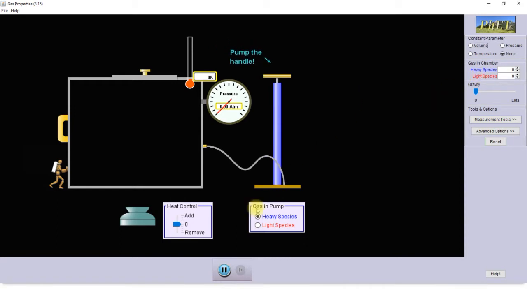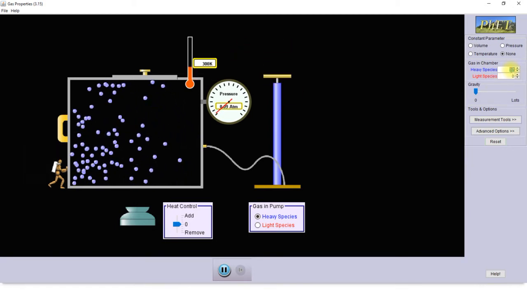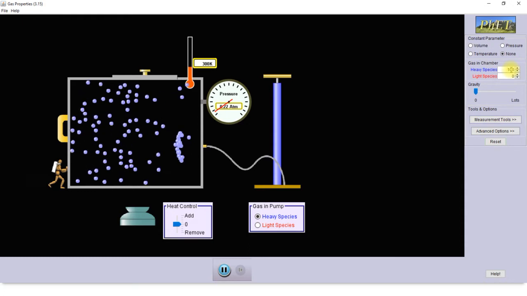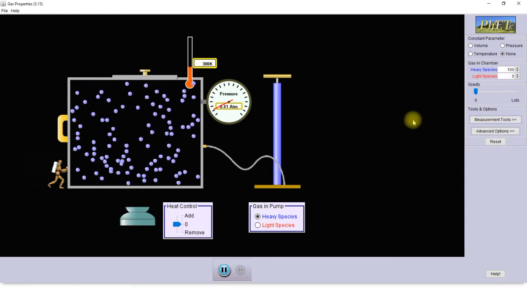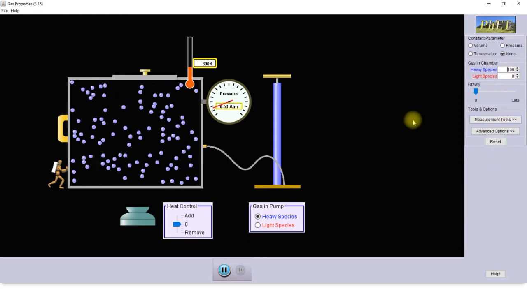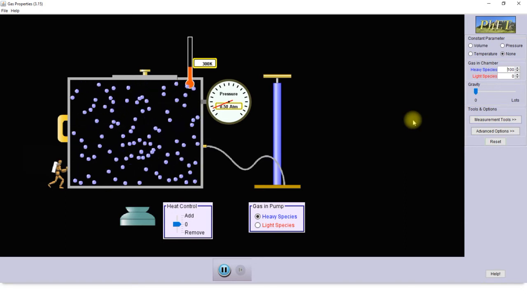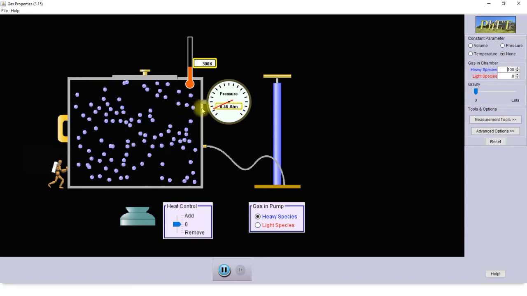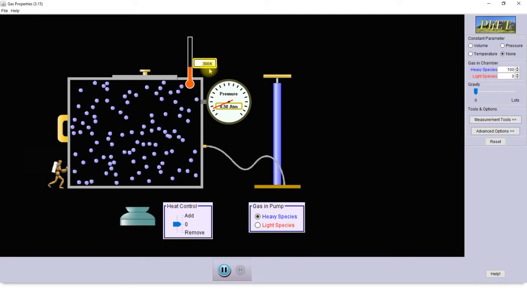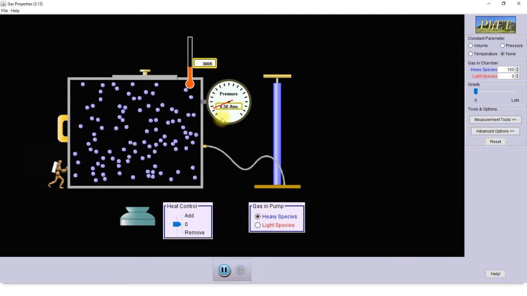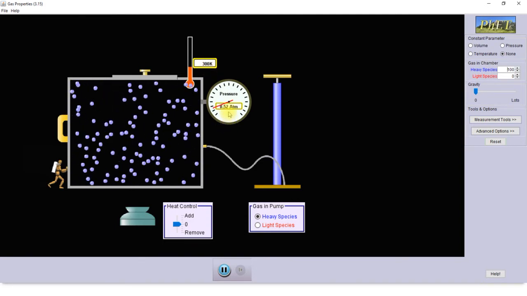If we look at the simulation here, this is a PhET simulation, so that we can see particle level pictures. It's telling me that I should pump the handle, so we're going to put in some gas molecules. In this case, I want 100 of them, so I'm just going to put in the number 100 over here. So there, we have 100 heavy atoms of some sort. These are gases, so they're going to fill up the entire container. We're a little bit above room temperature, but it's pretty close. So right now our pressure starts at about 0.55.